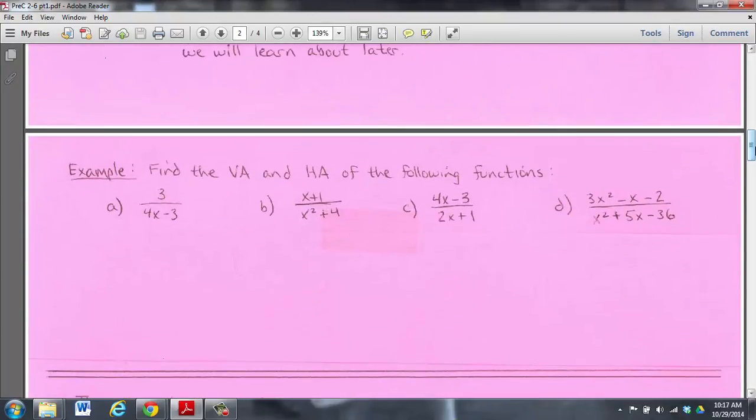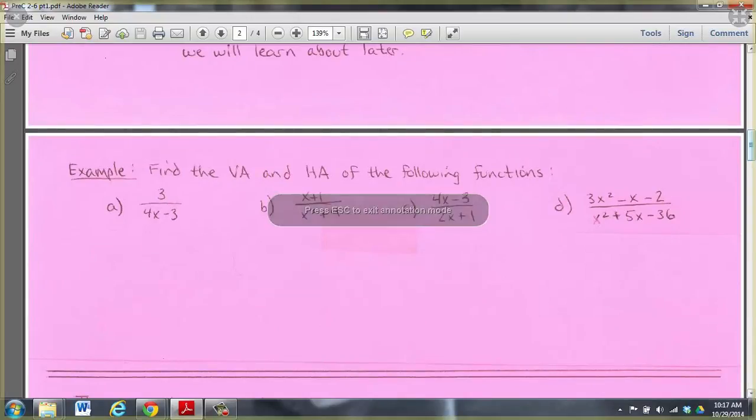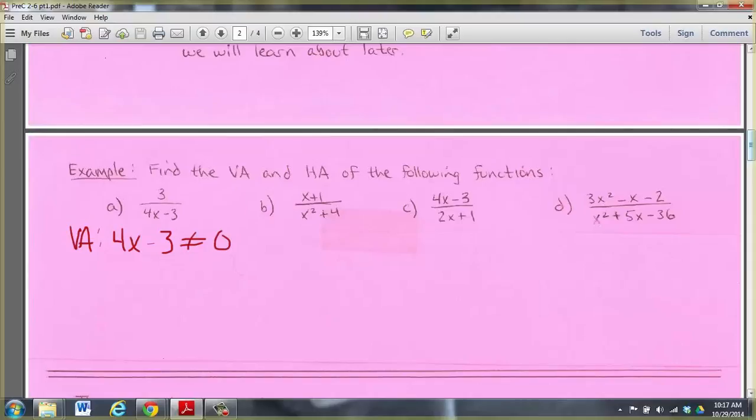Alright, so in this next set of problems, I want to know where is the horizontal asymptote. Well, in the first case, actually I'm looking for the vertical and horizontal. In the first case, the vertical, we take the denominator and set it not equal to 0. Well, that means that the vertical asymptote is at 4/3. Scratch that. 3/4.